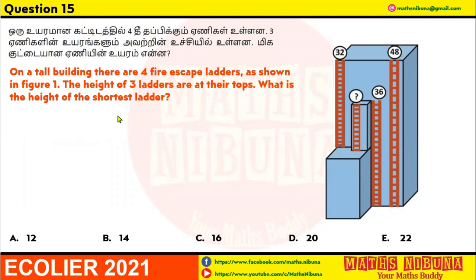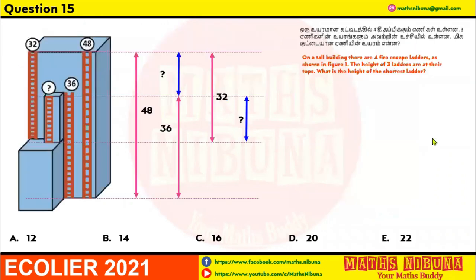What is the height of the shortest ladder? This one, this is the shortest. Okay, for this question, what you have to do? Just make a line. They say these 2 are the same height, so you put one line. We cannot see it's the same because this is a 3D drawing. There's a little extra, but this is actually the same. So you can put the second line, then the third line for the small building, and then the last line at the bottom.